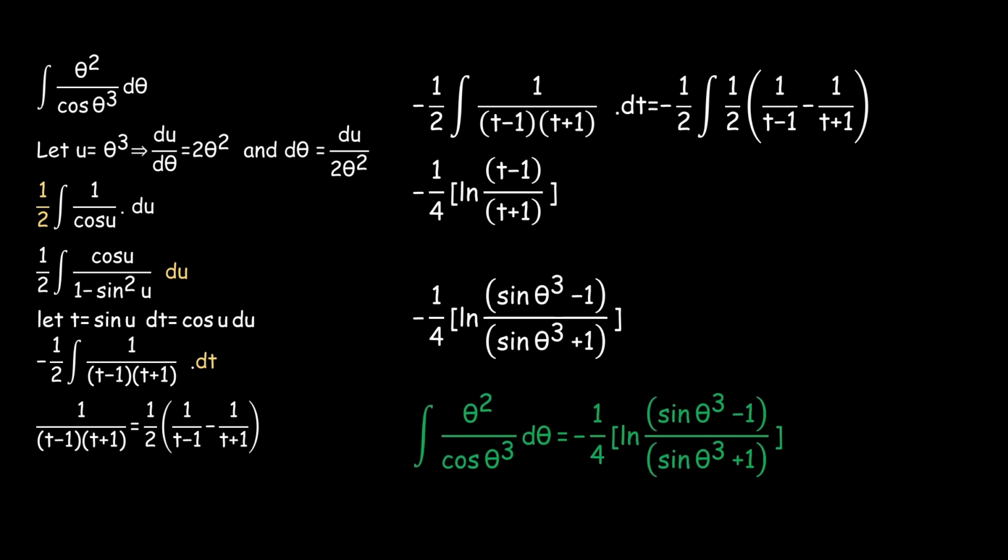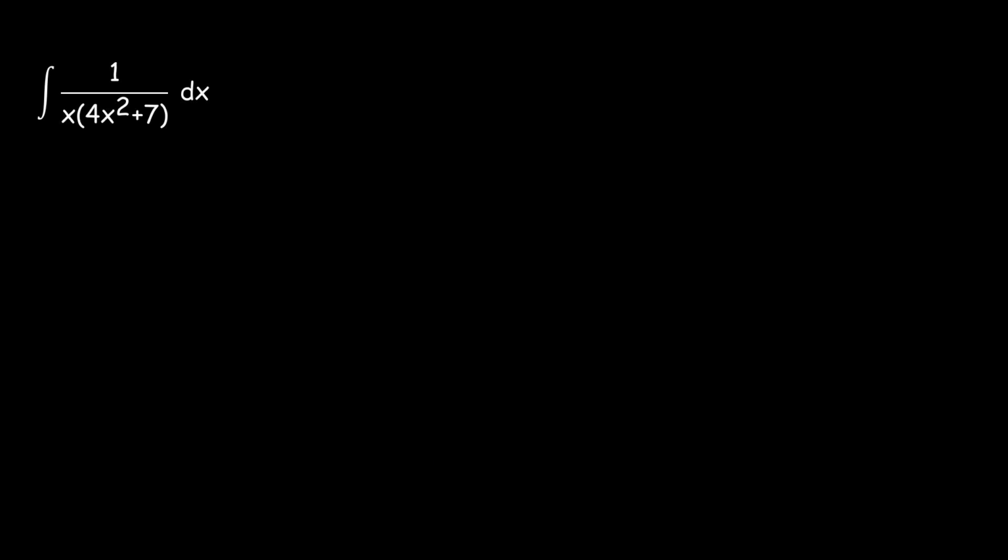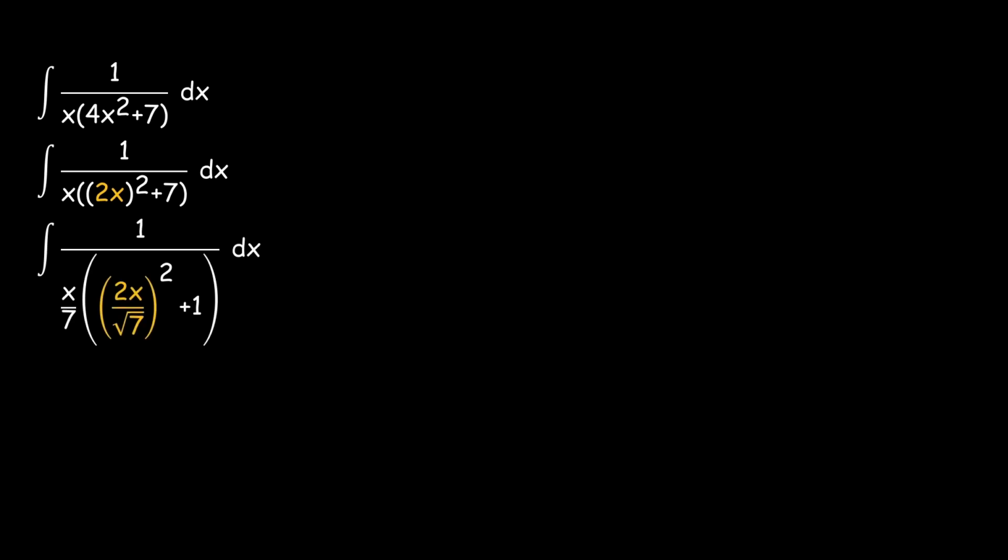Question 78. We have the integral of 1 over 4x cubed plus 7x dx. Now we are going to rewrite this expression, which has 4x squared plus 7, as 2x all squared plus 7. We also need to factor out the 7 such that we would have 2x over square root 7 all squared, so that it goes back to normal. And then on the outside we have 1 over x over 7.